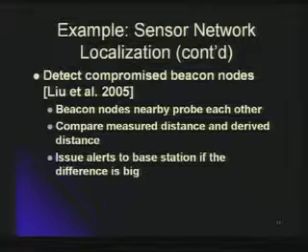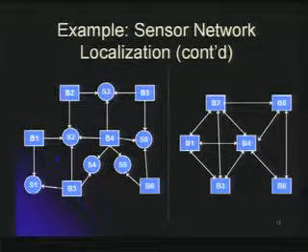So clearly, if a beacon node is compromised, it may also just say that the other beacon node is compromised and issue an alert. So how are we going to model this sensor network localization service using our framework?